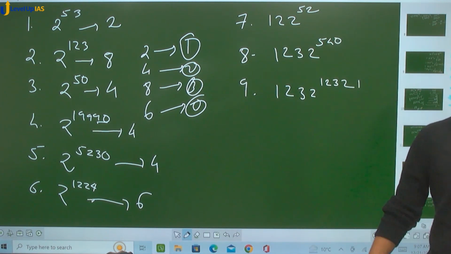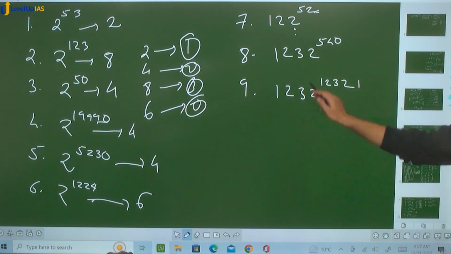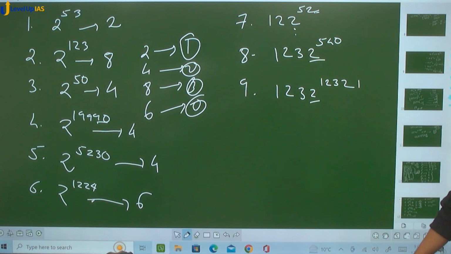Now this particular thing. This is not 2, this is 122. The base is not 2 now. Would it make any difference? It doesn't make any difference. When we are talking about units place, only the units place matters.